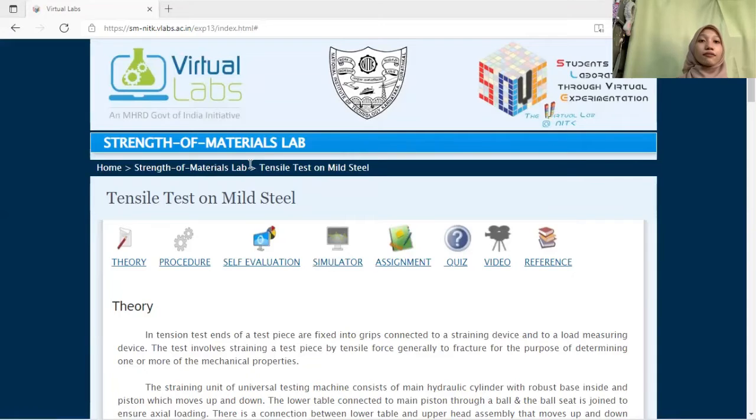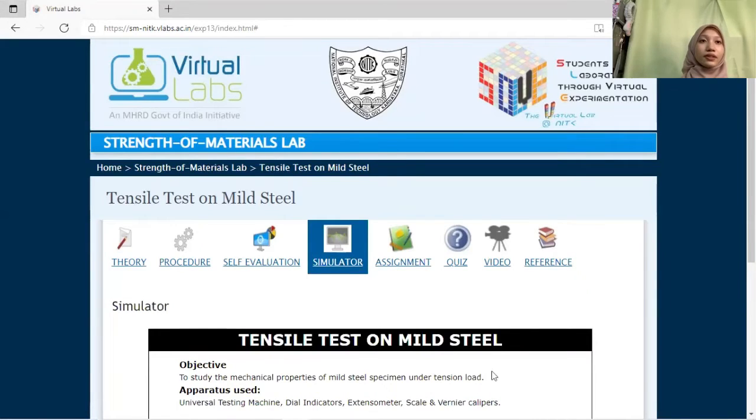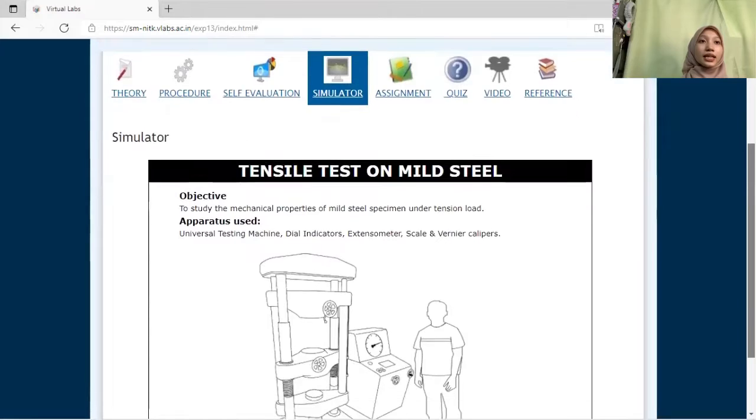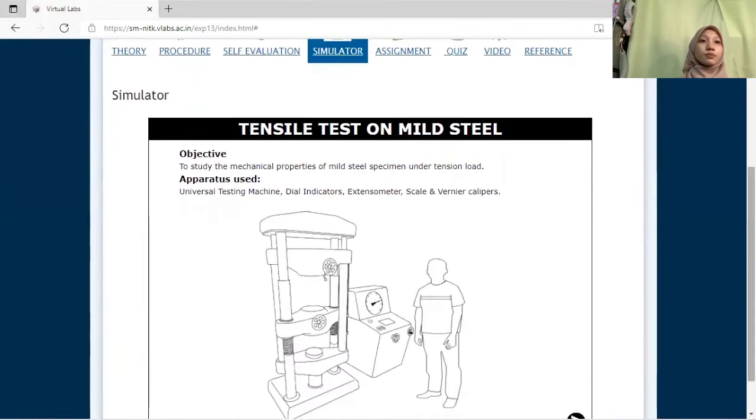Today, I, Fatin, will present about Task 1. It's about the tensile test on mild steel. The objective of this task is to study the mechanical properties of the mild steel specimen under tension load. And the apparatus we use is a universal testing machine, dial indicator, extensometer, scale and vernier caliper.